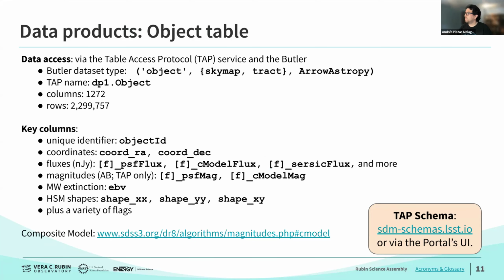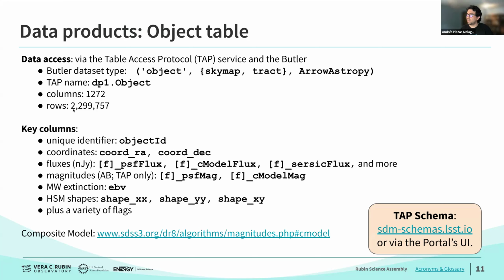For the object table, we have something similar. We can access it again via the services, the TAP service, or the Butler. We recommend using the TAP service for accessing the tables. We have the necessary dimensions if you're going to use the Butler, but we have the particular name that we need to use in the TAP service. Something of note is that we're going to have about 1,300 columns. That's a lot, so it's good that you specify the columns that you want when you do a query, either in the Butler or in the TAP service.